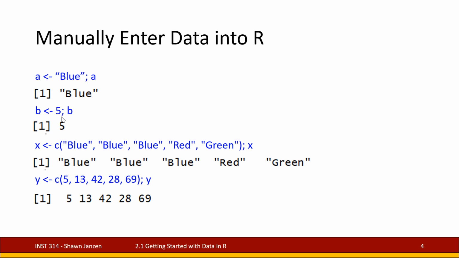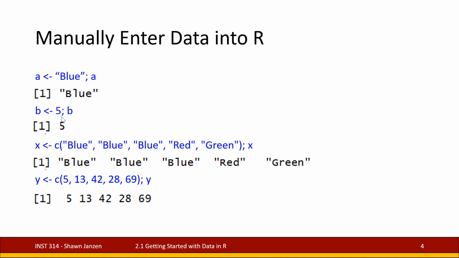Now in R, I did assignment with the less than dash symbol. I could also use an equal sign. Both will work equally well. And the way I have my code structured here, they're separated by a semicolon. So what is on the screen at the moment is the letter A with the less than dash, blue in quotation marks, semicolon A. Reading that across, I am assigning the string blue to the value A, and then the semicolon just says, I'm done with that, what's next? And it said, show me A, and it prints blue onto the screen.